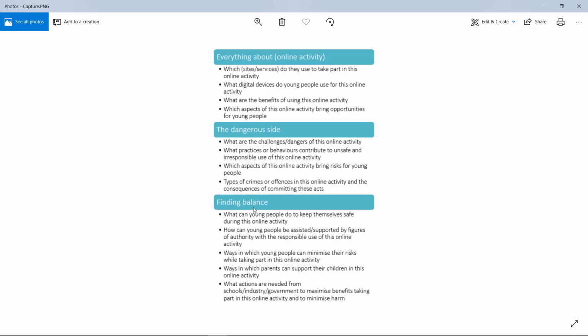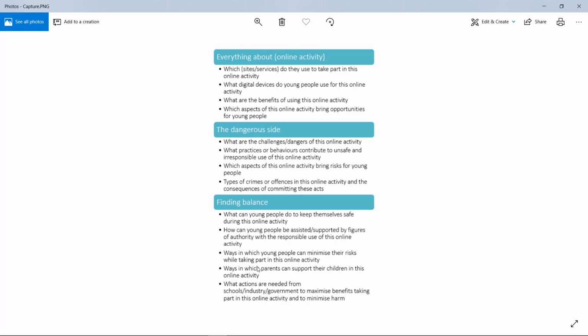And then lastly, basically an argument against the dangerous side and how you can bring balance back. So what can you do to keep yourself safe during this online activity, and how can authority figures support you in the responsible use of this activity? How you can minimize your risk, not to fall prey to all of these risks.